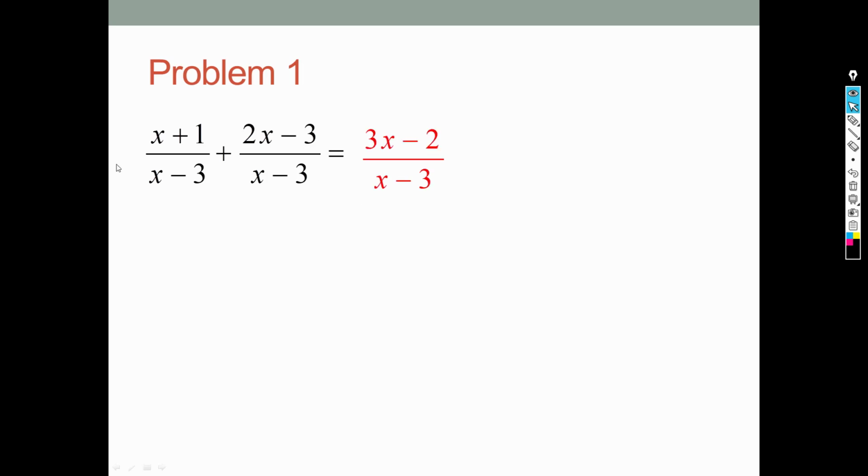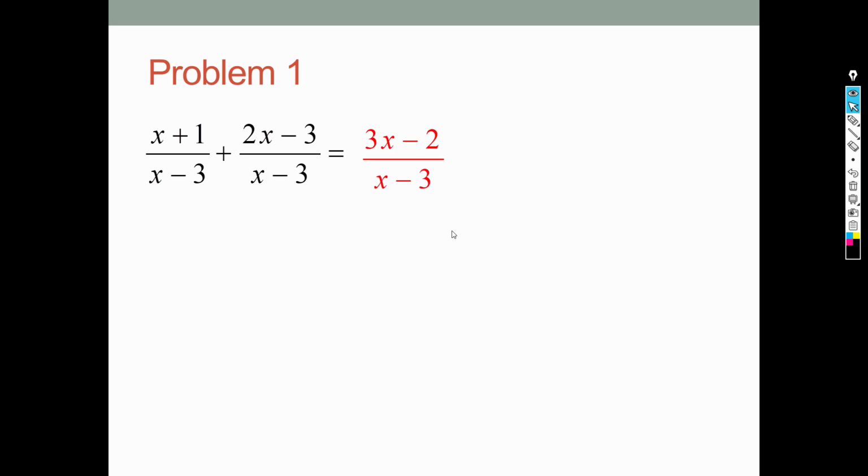And what do we get? Well, x and 2x is 3x. 1 minus 3 is -2. And then the denominator, you just bring it down. And then sometimes you might have to factor the numerator. Because if the numerator has any factors in common with the denominator, you have to cancel them out or divide them out. So it has to be in the simplest form. The answer has to be reduced down.